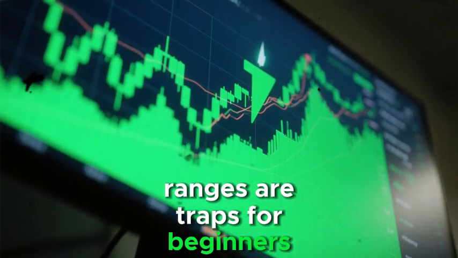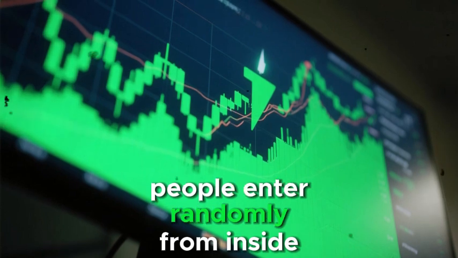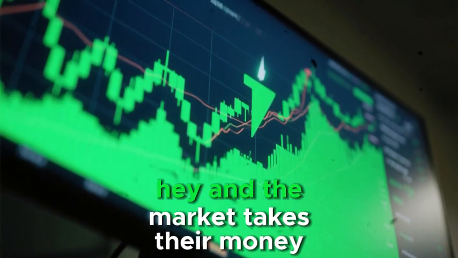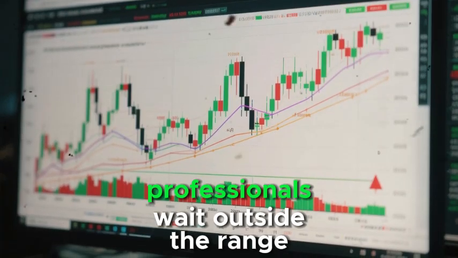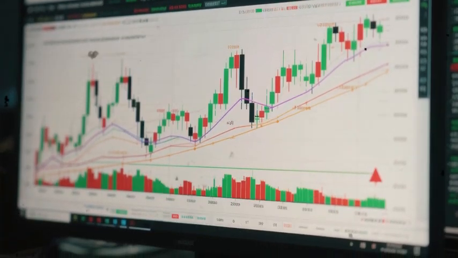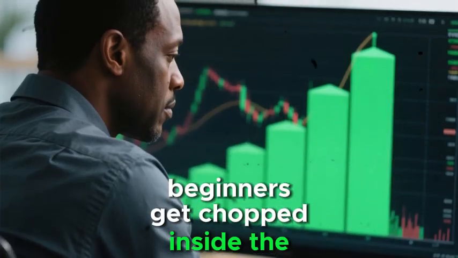Ranges are traps for beginners. People enter randomly from inside the box, and the market takes their money when it finally breaks out. Professionals wait outside the range. Beginners get chopped inside the range.